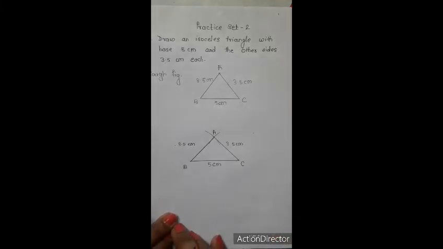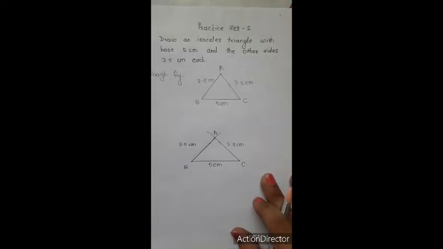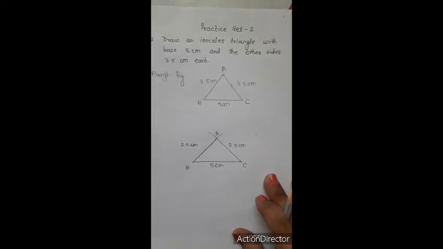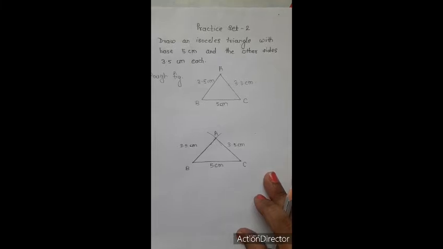Now, question number 3, if you see in your textbook, is to draw an equilateral triangle with sides 6.5 centimeters. You know, equilateral triangle means all the sides of a triangle are the same, equal in length. So, the same way you have to take all three sides as 6.5 centimeters and draw the triangle. So, question number 3, you have to practice at home and take it as homework.